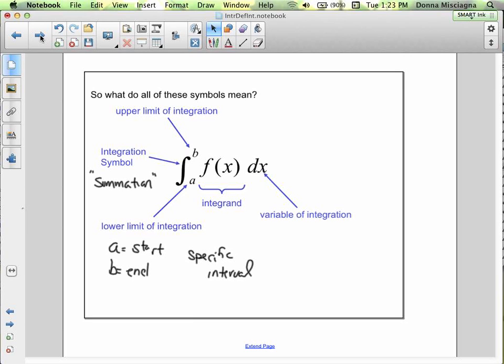We have to have an integrand, and that's the derivative. So when we integrate, we're finding the area under the derivative, at least if it's a definite integral. If it's not a definite integral, then we're finding the function which has that derivative. But these are all definite integrals. And then there's the variable of integration, and it does have to be the same variable as the variable in the integrand.